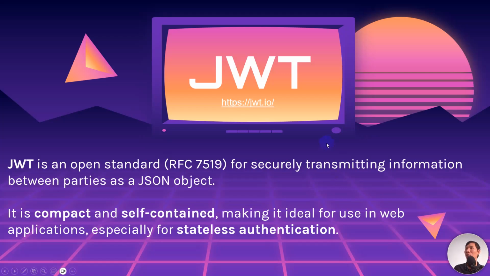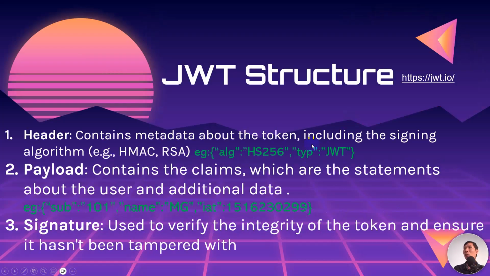So this is the JWT. Let us look at what the JWT structure is. In the JWT, there are three parts. Number one is the header, number two is the payload, number three is the signature. The header contains metadata like the token type, including the signature algorithm like HMAC, RSA, or like that.